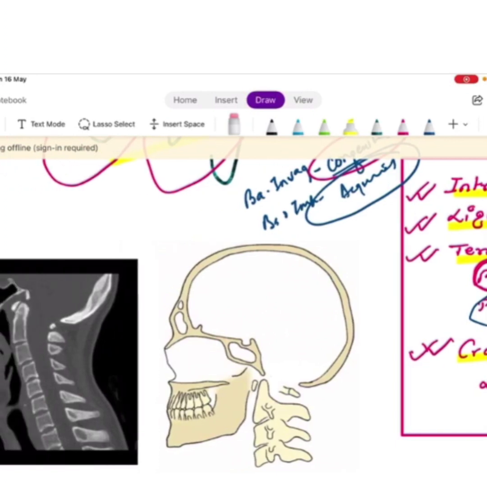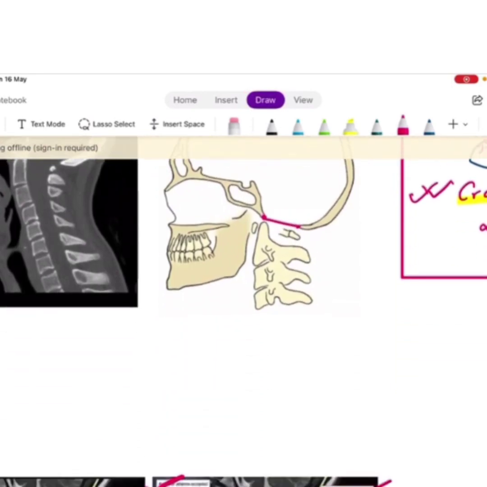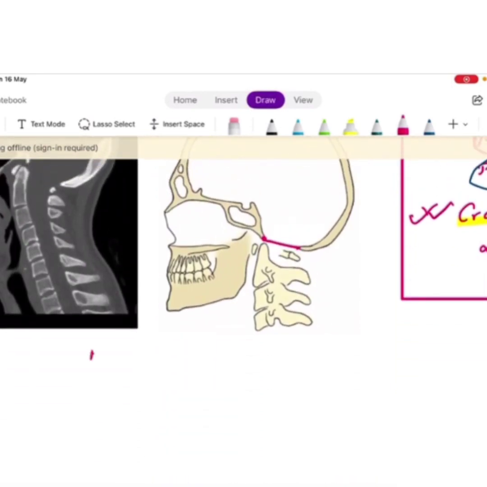First, know the basic terminology. This is the basion. Okay, this is the basion. And this is the opisthion. This is the basion, this is the opisthion. So first of all, I'll discuss Macrae's line. Macrae's line is the line joining the basion and the opisthion. So what is Macrae's line? Basion to opisthion.